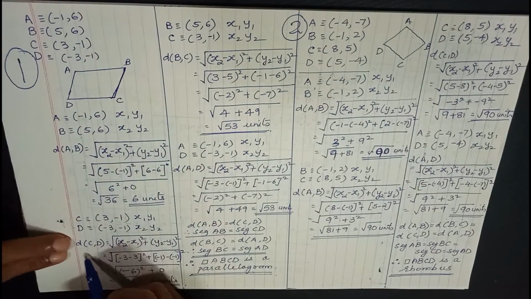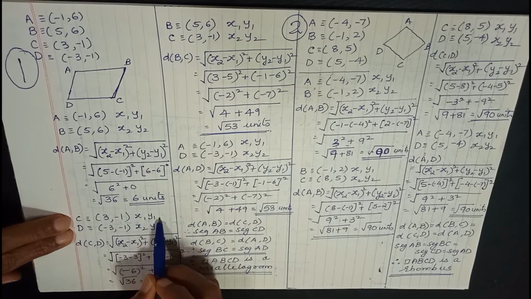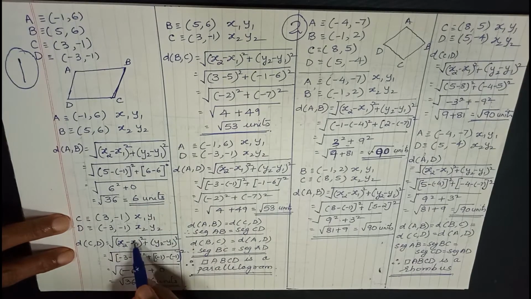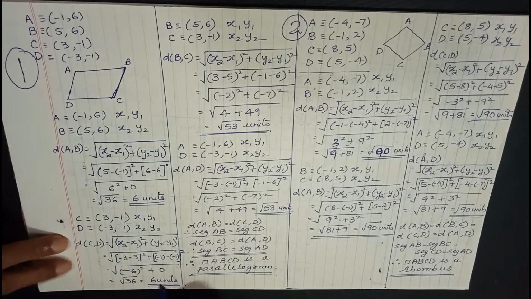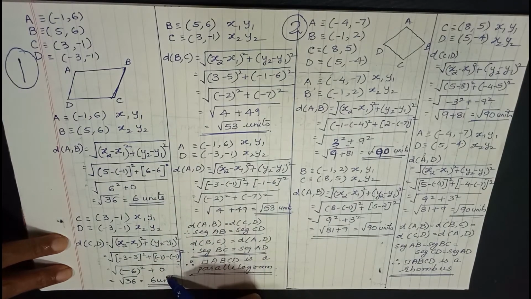So the second distance that I will find out is CD. So I am using C and D. C is forming my x1, y1 and D is forming x2, y2. Now again using the distance formula, you can see I got CD as 6 units. So you can see my two opposite sides have come out equal.